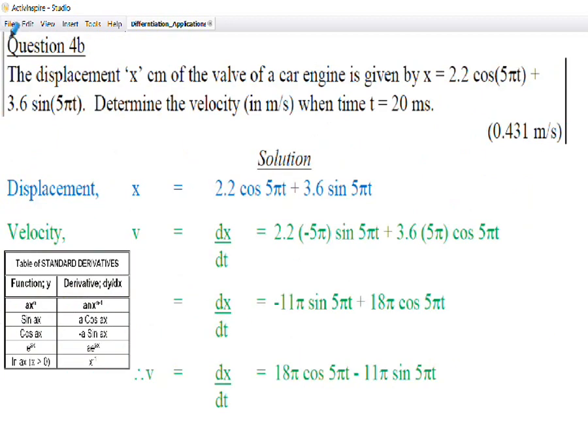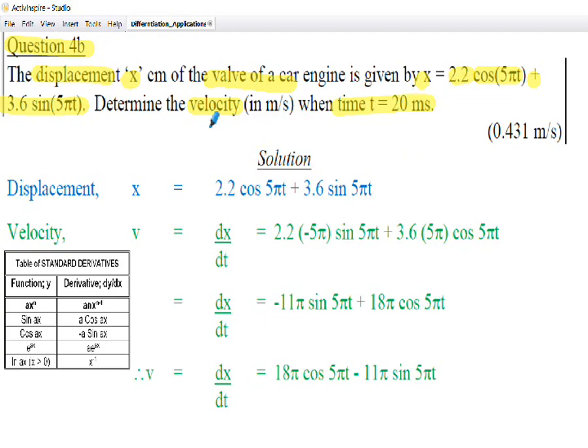And final question here, question 4b, relates to displacement x of a valve in a car engine. It is given by the expression x equals 2.2 times cos of 5 pi t plus 3.6 times the sine of 5 pi t. We've got to find the velocity after time t is equal to 20 milliseconds. And be careful of that, it's 20 milliseconds, so we'll have to convert it to seconds when we come to use it. Now, this is a standard form question.